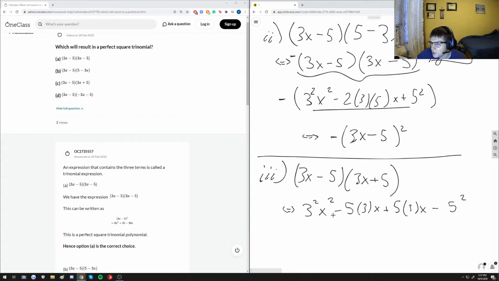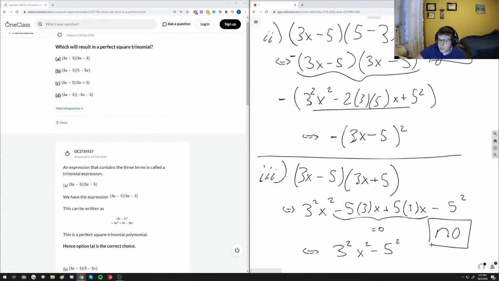The first thing to notice is that this term is the negative version of this term, so this is just equal to 0. For that reason, this really evaluates to 3 squared x squared minus 5 squared. And this is not of the form of a perfect square trinomial because we are missing the x term. So we can rule this out and say no, this is not a perfect square trinomial.